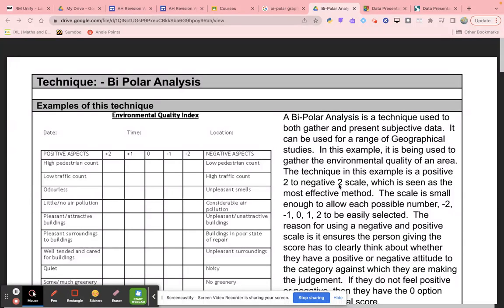Okay, in this tutorial, we're going to have a look at bipolar analysis, which is both a technique for gathering data, but could also be used as a technique to present that data as well. So let's first actually have a look at what a bipolar analysis is.